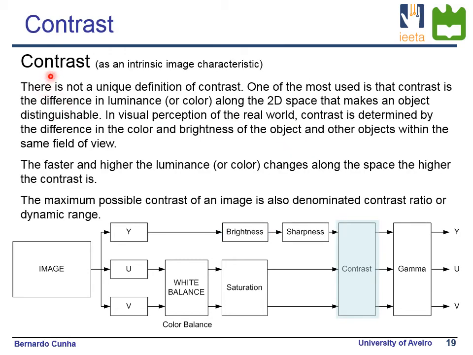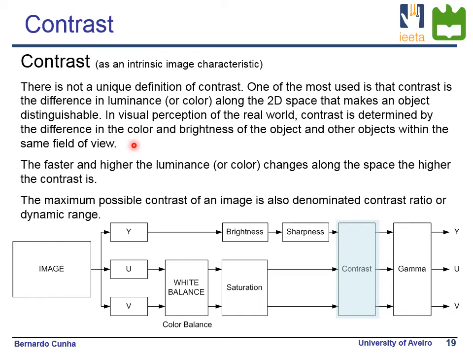Another very important parameter, in this case an intrinsic one, is called contrast. It is important to say that there is not a unique definition of contrast, but one of the most used ones is that contrast is the difference in terms of luminance, or maybe in terms of color, along the 2D space that makes an object distinguishable from another one. In visual perception of the real world, contrast is also determined by the difference in the color and brightness of a particular object and other objects within the same field of view.